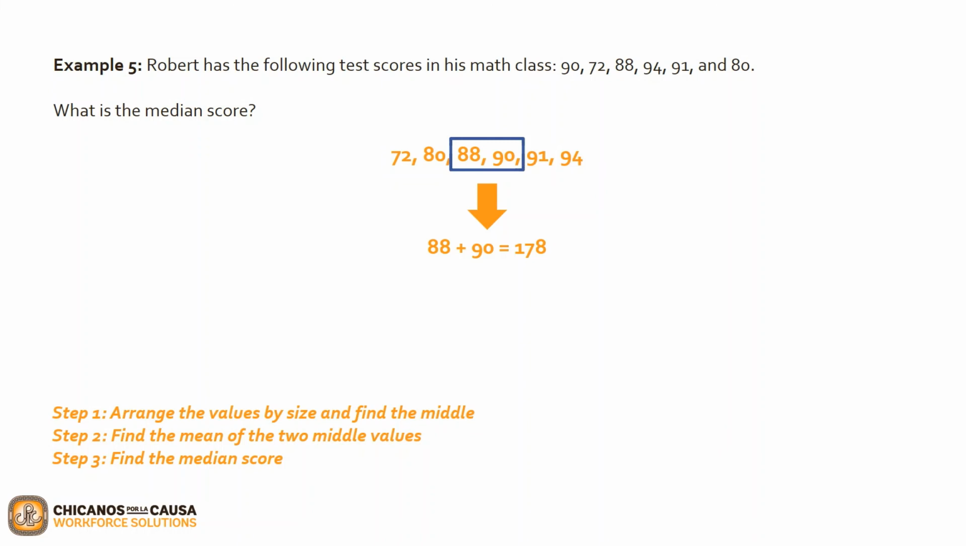To find the mean or the average, we then divide the total sum by the total number of digits, or numbers, or data sets, whatever is easier for you to remember. In this case, it would be by 2, since we only have two numbers, 88 and 90. This gives us a final answer of 89. So 89 is the median score of this particular set of data. While 89 is not part of the original set of test scores, it is still the median since we took the average of the two middle numbers.